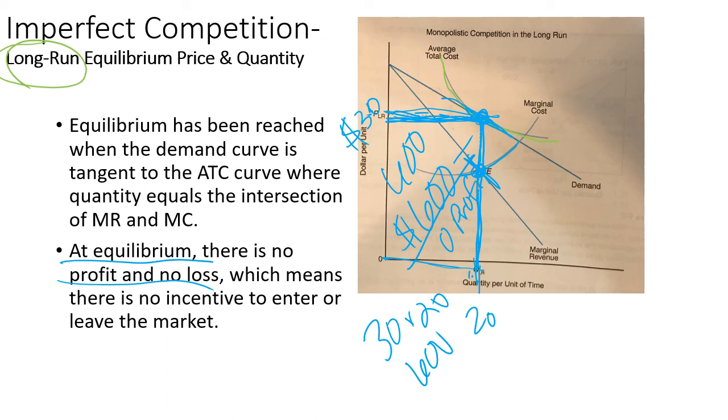So at this point, there's going to be no incentive for anybody to enter the market because the people who are in the market are not making money. And there's not going to be too much incentive for people to exit the market because the people in the market are not losing money. They're paying all their bills, they're paying all their labor. They're just not increasing their profits. So this would be an example of what the graph would look like in the long run for imperfect competition, in a monopolistic market.